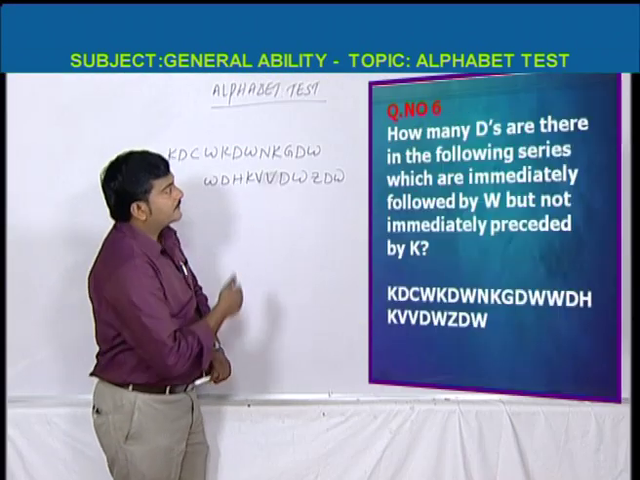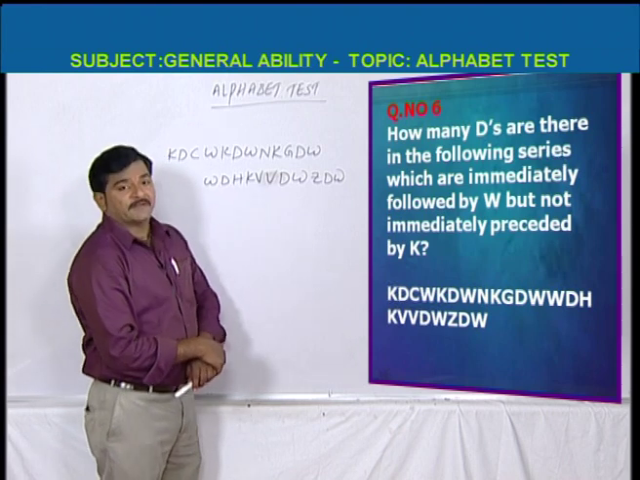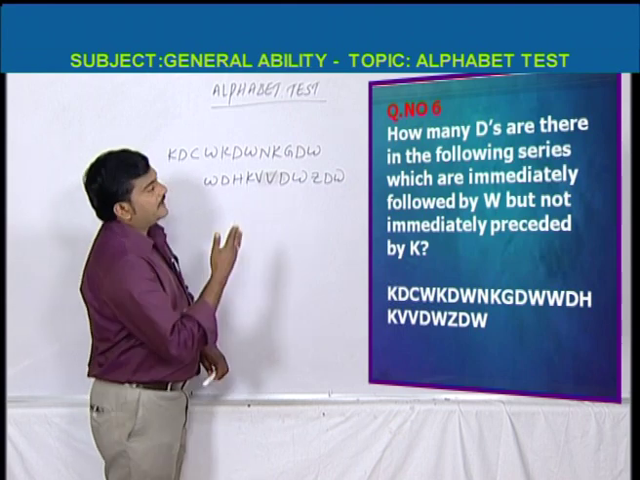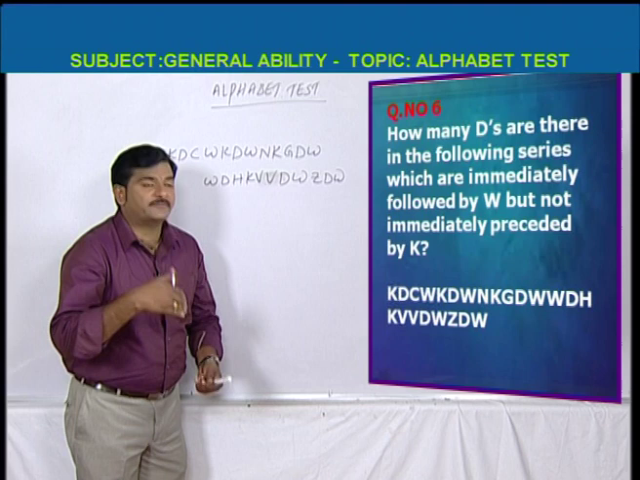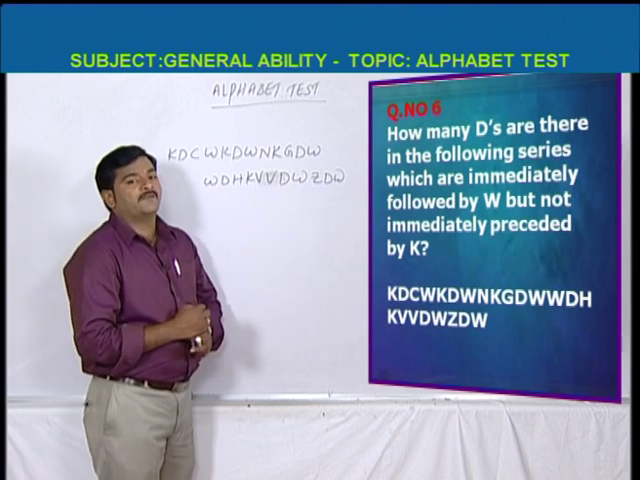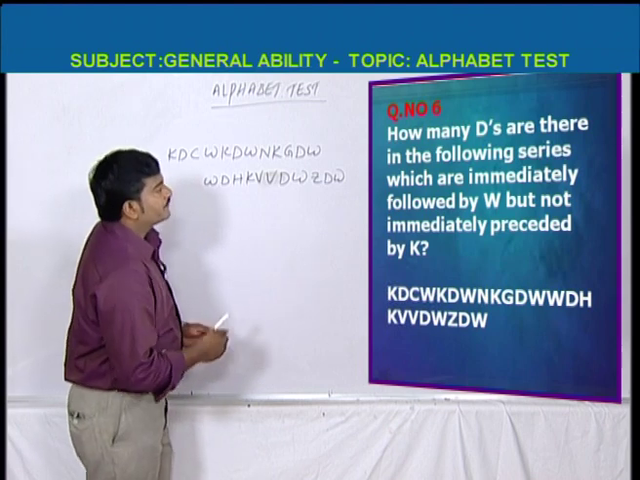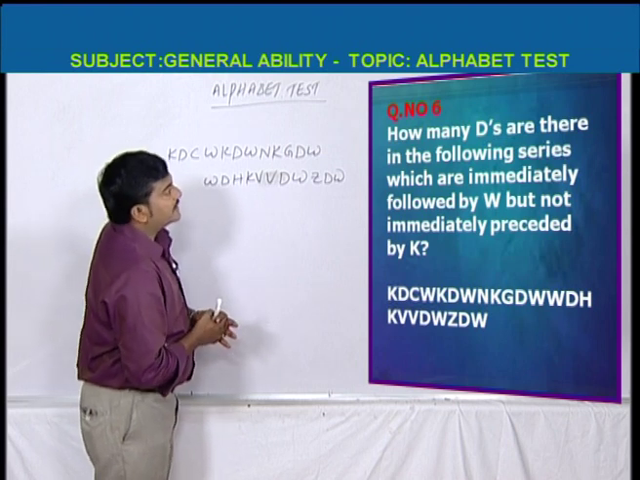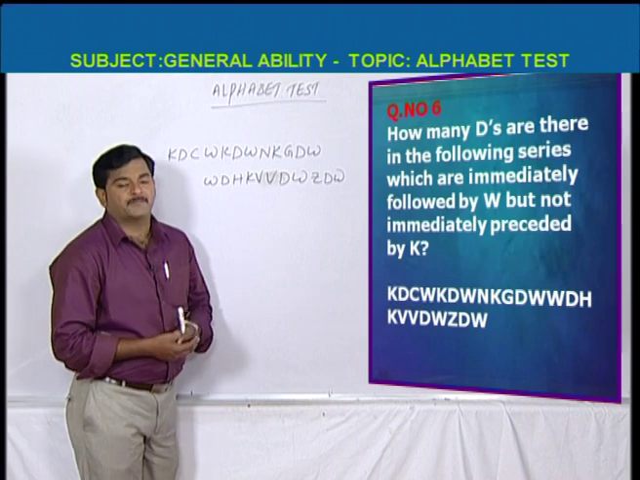See, the question is as follows. What he asked to find: he has given one sequence of letters. He asked to find out how many D's are there, with some instruction. What is the given instruction? How many D's are there in the following series which are immediately followed by W but not immediately preceded by K?